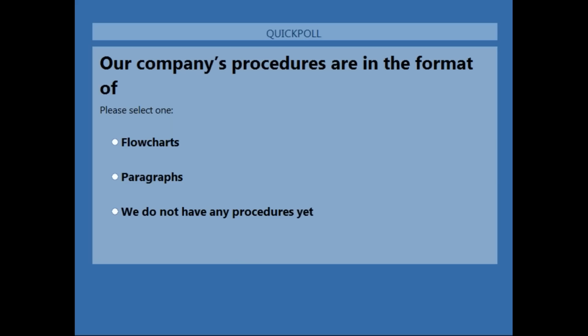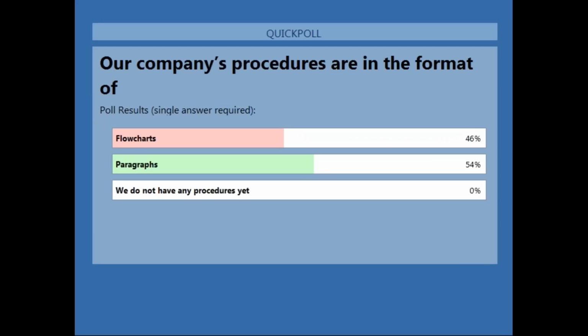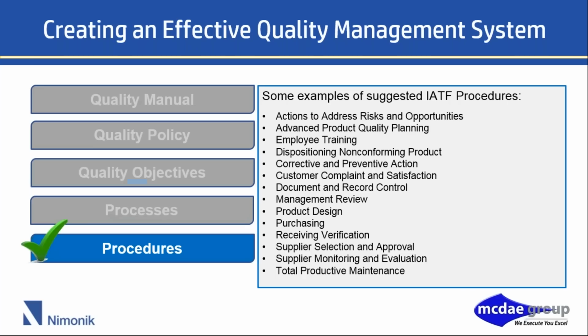All right, let me close this poll and share the results. So we have about half again. So 46% are using flowcharts, 54% have text or paragraphs, and nobody doesn't have procedures yet. So that's a good sign. But only half are using flowcharts, which is an interesting result. Yep. So a couple things that I would encourage the 50% not using them yet.